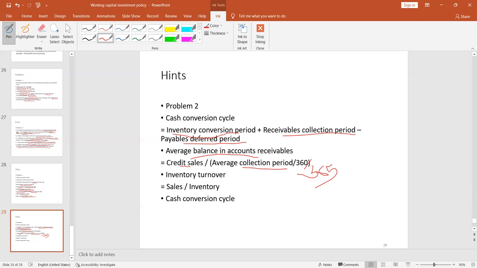Those who have taken notes can do it in 5 minutes, because I am showing you the whole path except the calculation. Am I showing it or not? Yes, sir. And then, what is the formula of inventory turnover? Sales divided by inventory. You are given the inventory turnover and you are given sales. Now you can easily find out inventory.